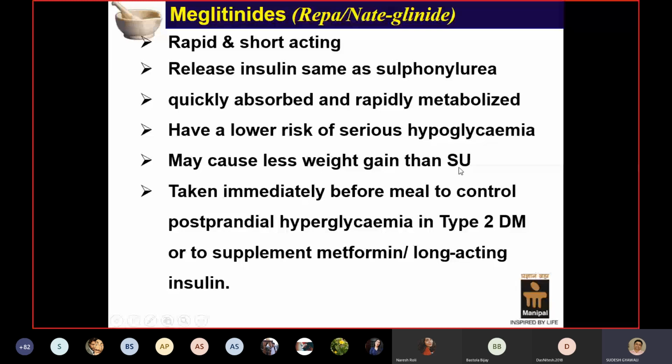Okay, SU means sulfonylurea. When you compare meglitinide with sulfonylurea, even though both act by the same mechanism, meglitinide has a lower chance of weight gain. And meglitinide is taken immediately before a meal to control postprandial hyperglycemia in type 2 diabetes. Postprandial means after taking a meal, isn't it?